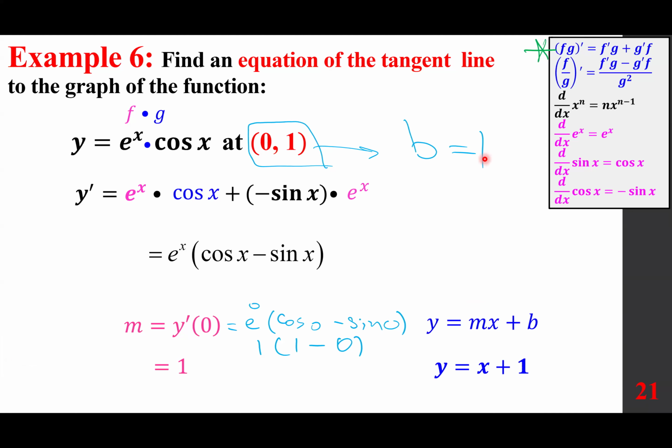Needless to say, this pair 0, comma 1 belongs to the original function. It also belongs to the tangent line. It should work, and it does. This part works, but it has got nothing to do with how we found the derivative and the slope.